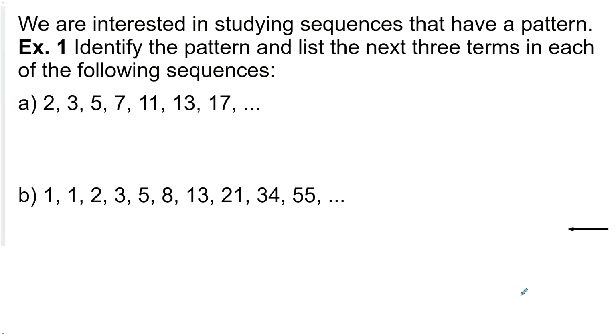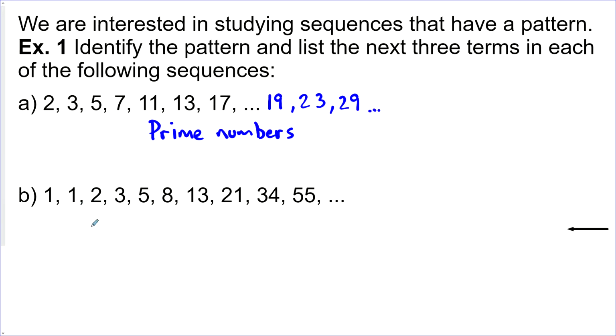Let's look at these next few examples and try to identify the pattern and list the next three terms in the sequence. So this first one is 2, 3, 5, 7, 11, 13, 17. And what's the pattern? Well, these are all prime numbers. So the next three terms in the sequence would be 19, 23, and 29.